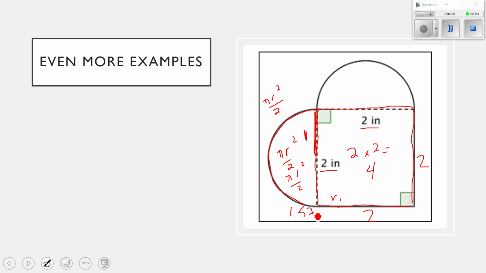Do the same thing for this other half circle. I'm going to do pi, radius is again 1 squared divided by 2, and get another 1.57. So if I add up all my areas, I get 4 plus 1.57 plus 1.57, and I get 7.14 inches squared.